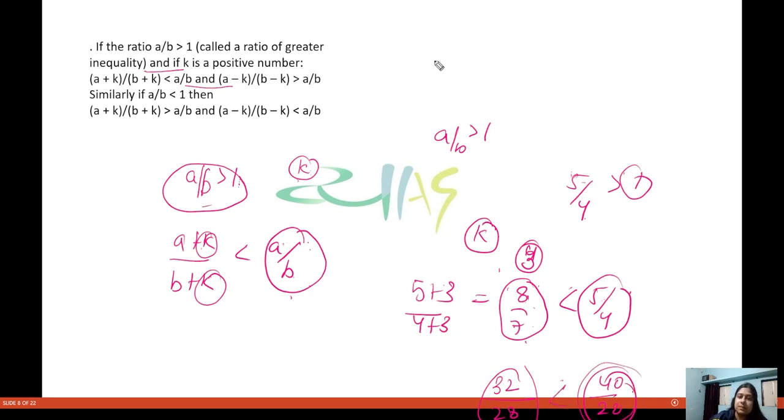So always remember, if a by b is greater than 1 and you add any number k to both the denominator and numerator, then a plus k divided by b plus k is always less than a by b.